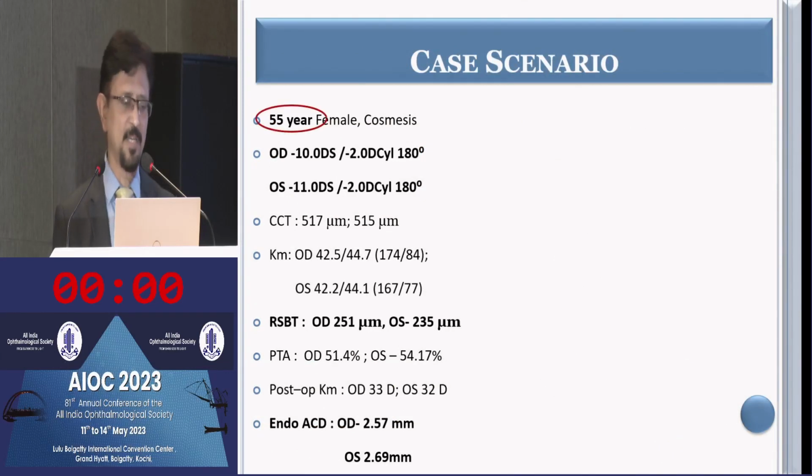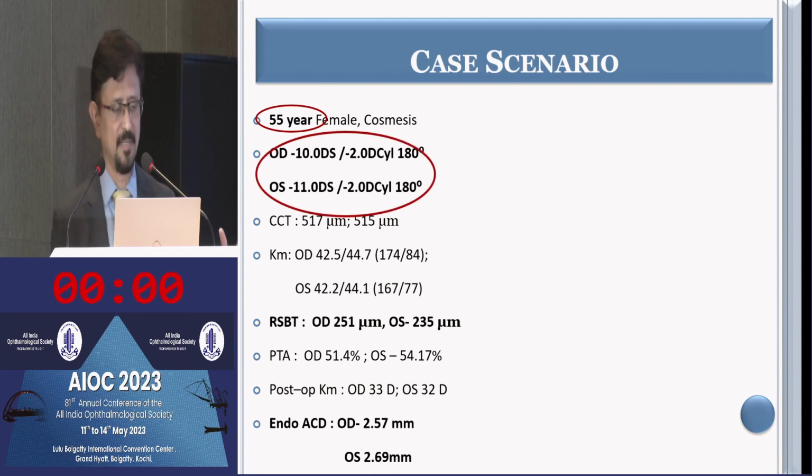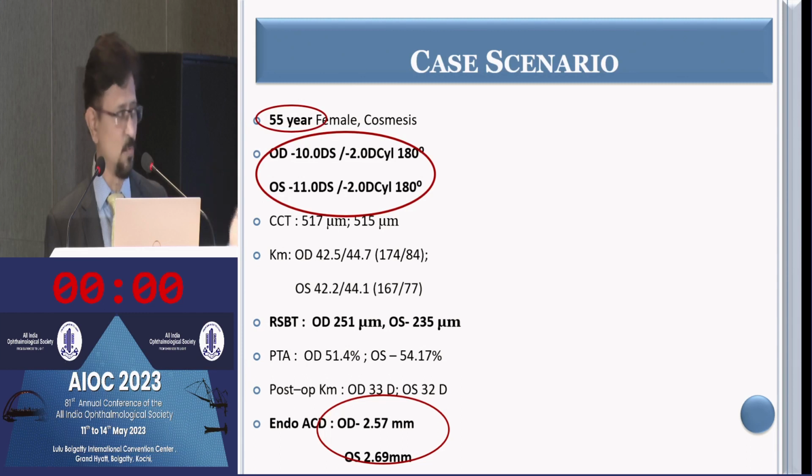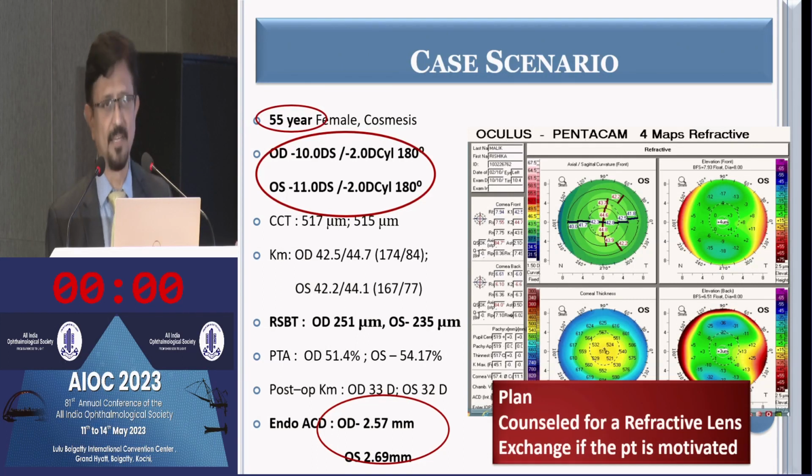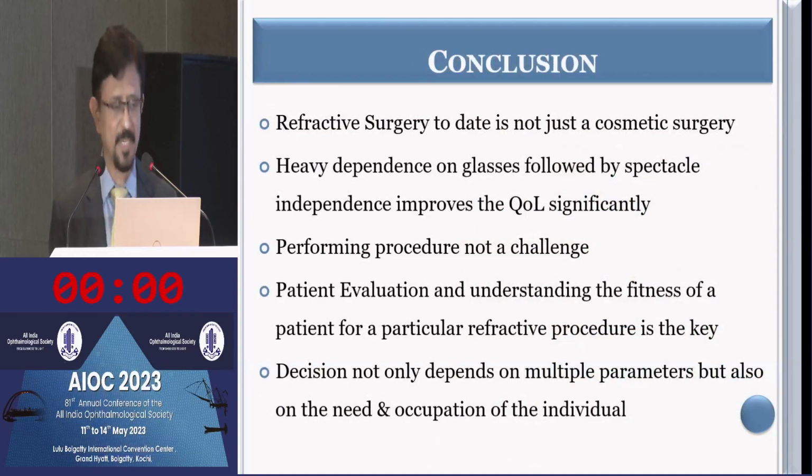And the last scenario, a 55-year-old male with -10 diopter sphere and 2 diopter cylinder. Endo-SED is also less, it is 2.5. Can't put a phakic implant. In such cases, if the patient is willing for it, you can counsel the patient for a refractive lens exchange if the patient is motivated.